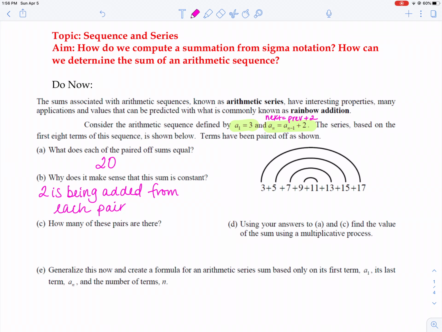Okay, so in letter C, they say how many of these pairs are there? Well, that's easy. There's 8 numbers, and if we divide it by 2, we have 4 pairs. Then it says, using your answer from A and C, find the value of the sum using the multiplicative process. So in other words, if each pair adds up to 20, and I have 4 pairs, it means that I have a sum of 80.